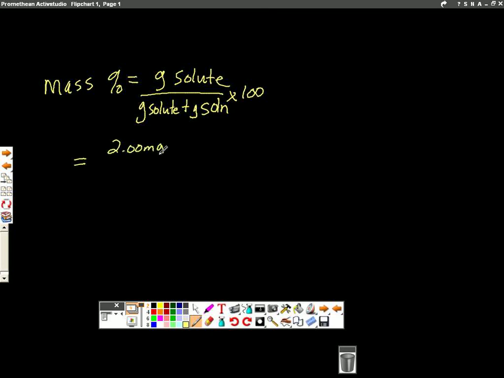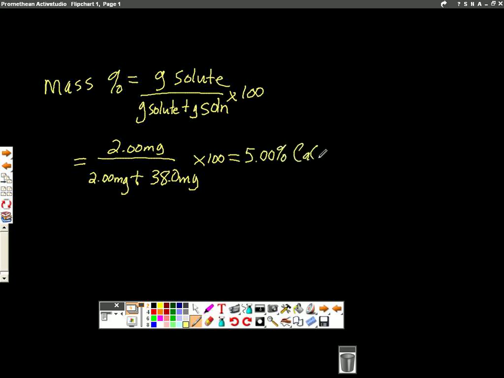And then that equals 2 milligrams. That was the solute. Then we're going to repeat that down here because that's the solute again. And the solvent was 0.0380 grams. We're going to change that to milligrams to keep everyone happy in the unit department. Times 100. Make sure you enter it in correctly on your calculator, and you should get about 5% calcium chloride solution.